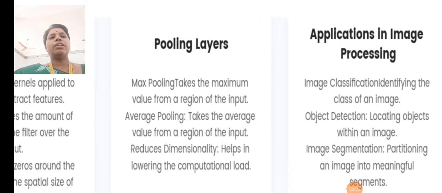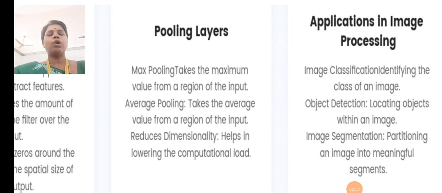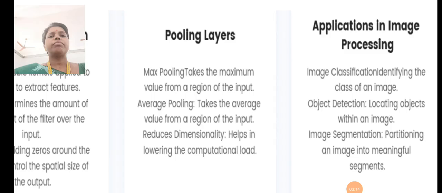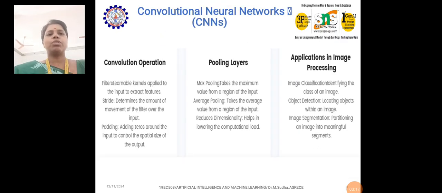And the third thing, application in image processing, how the CNN is used especially in image processing applications. Image classification, identifying the class of an image. Object detection, locating objects within an image. Image segmentation, partitioning an image into meaningful segments. So this is how the CNN is very useful in image processing applications. Image and video processing is used in day-to-day life and is very much needed.